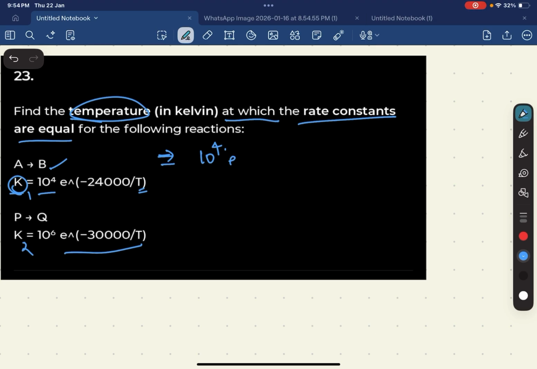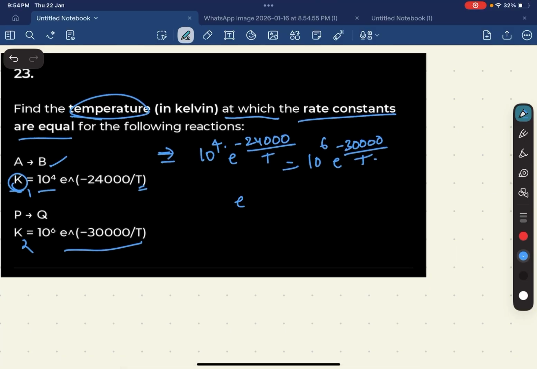So 10 power 4 e power minus 24,000 by T equals 10 power 6 e power minus 30,000 by T. If you equate these two things, what you will get is e power 6,000 by T, because we have to subtract E2 minus E1, which equals 10 power 6 by 10 power 4, so you can equate it to 100. So 6,000 by T equals 2 ln 10. If you send it to the other side it will be ln 10.